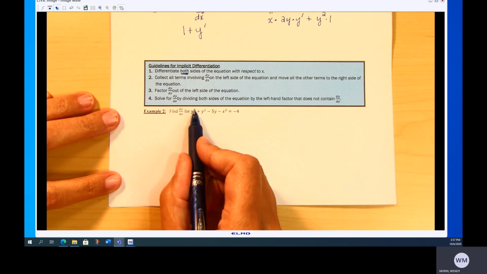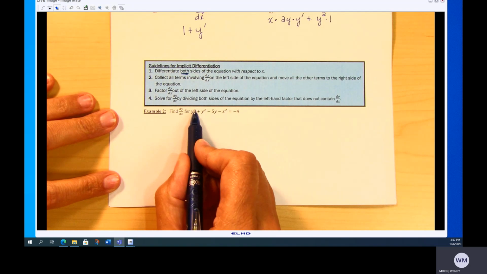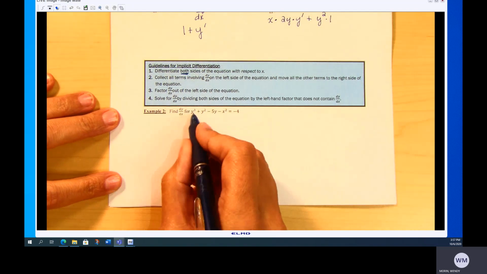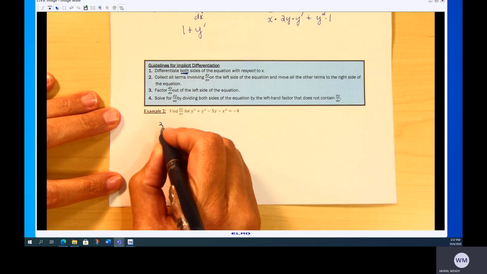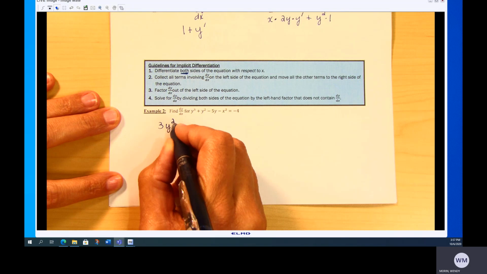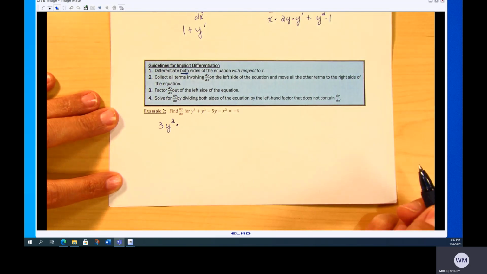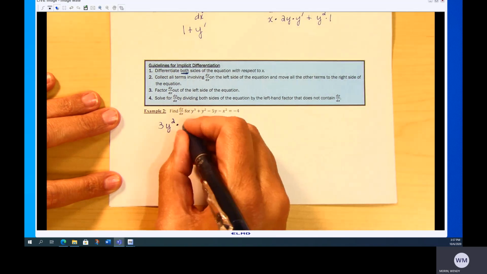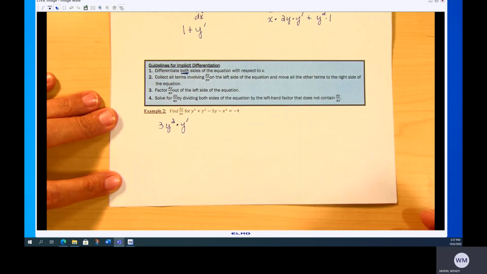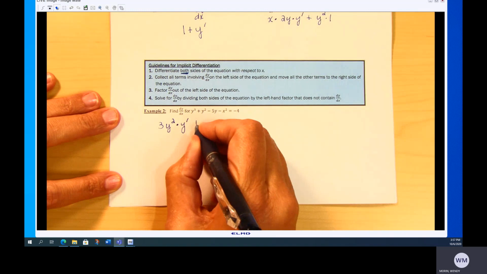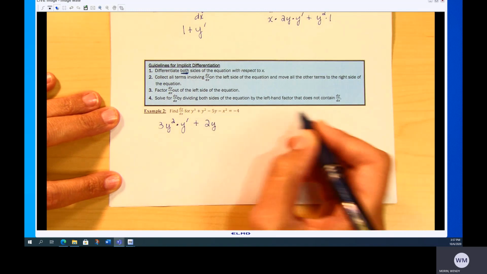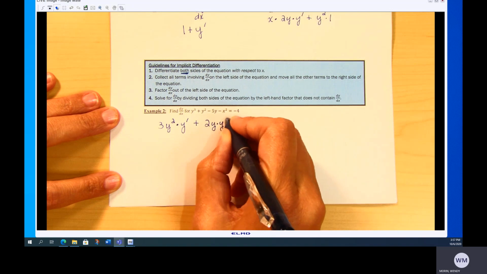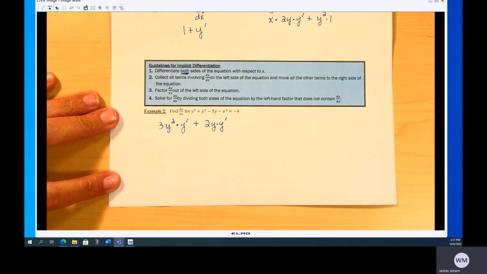Okay, so the derivative of u cubed. Again, this is something other than x. So it's the derivative rule, 3y squared times the derivative of y, plus 2y to the first, derivative rule, correction factor.